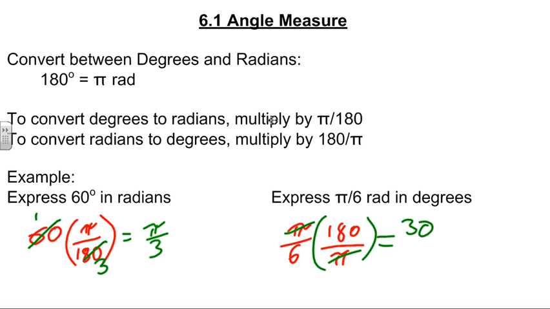The best way to remember all of this is, if you think about having degrees with the 180, if degrees is on top, you need degrees on bottom to cancel. And then if you have pi on top, you need pi on bottom to cancel.